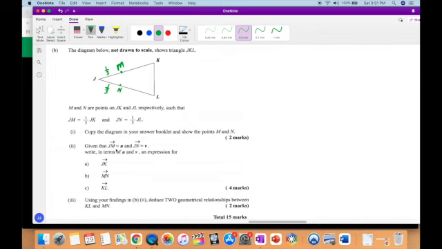Given that JM is U, so I'll just put that on my diagram. You see how I just read in pieces? I am reading the whole thing. I just read in pieces. JM is U. So JM is this one here. And that is U. Right?